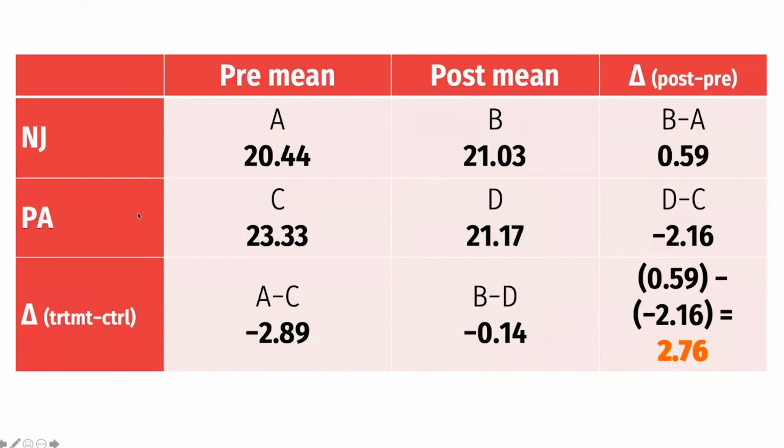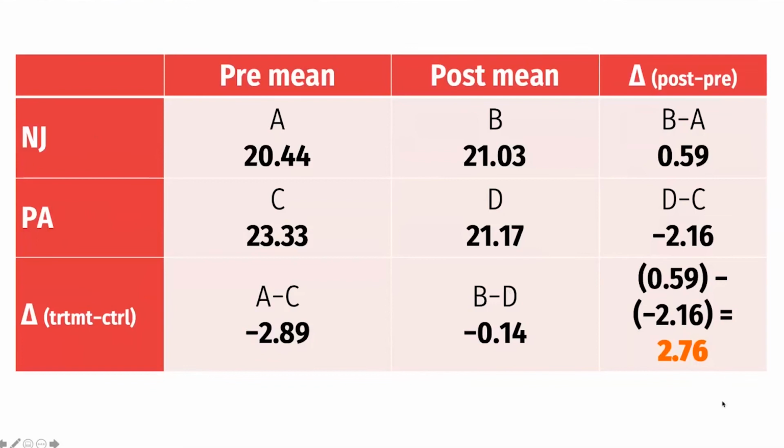Pennsylvania before had 23, they went down after. If you combine these two, so 0.59 minus negative 2.16, the causal effect is 2.7. So you can say that the minimum wage increase caused restaurants to hire 2.7 more people. And that is a causal story because we've taken care of the before and after, the time node, and we've taken care of being in New Jersey. So we adjusted for both of those things, and we're left with the causal effect.